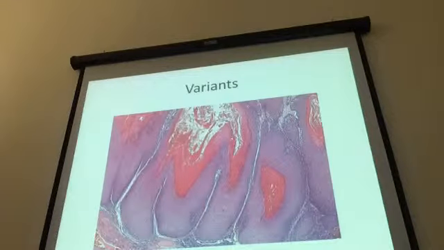So we have a variety of variants of squamous carcinoma. We've talked about many of these. What's this? Verrucous type carcinoma. Very long papillae, not much of a granular layer, pushing lower border.